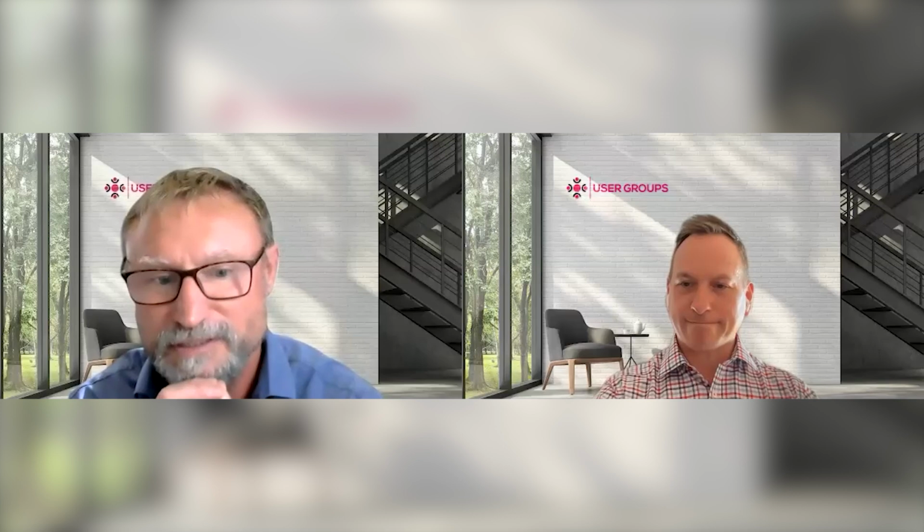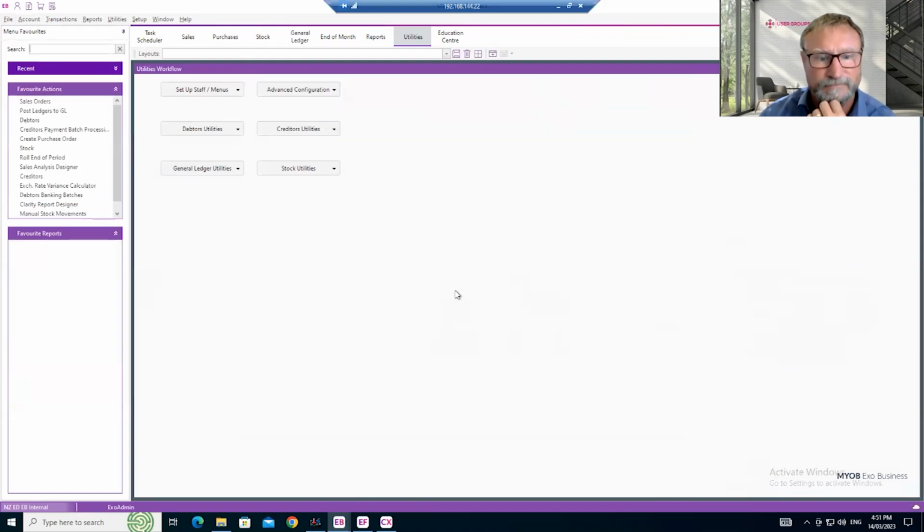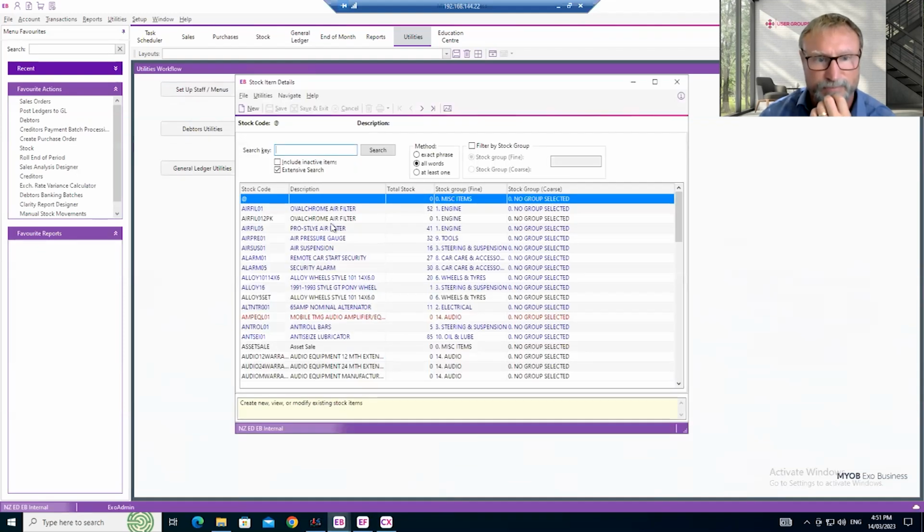Yeah. So yes, is the simple answer. Exo uses what's called best price. So it will always calculate if you've got a price for a particular stock item set up in your stock item prices. Let me just show you what I mean. I don't know where my stock item screen went, but let's bring one back.